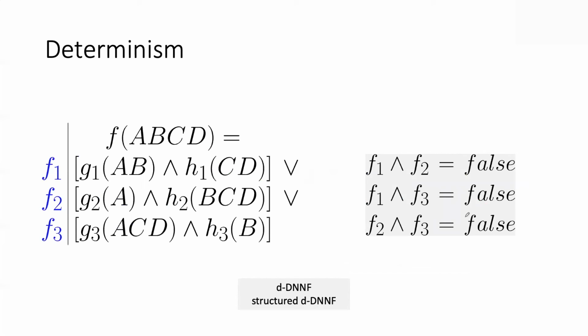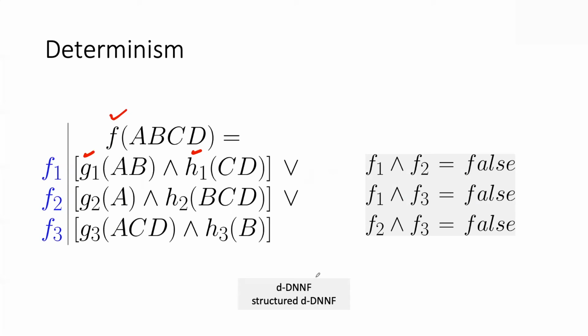Now, determinism, we went ahead and added one more property, and we said we want these disjuncts to be mutually exclusive, right? So I wanted F1 and F2 to be false, F1 and F3 to be false, 2 and 3 to be false. So this is decomposable, right? Because if you look, I rewrote F in these terms, and I made sure that G1 and H1 do not share variables. And then on top of that, I'm requiring that these disjuncts be mutually exclusive. And then I got basically deterministic DNNF and then structured DNNF, all right?